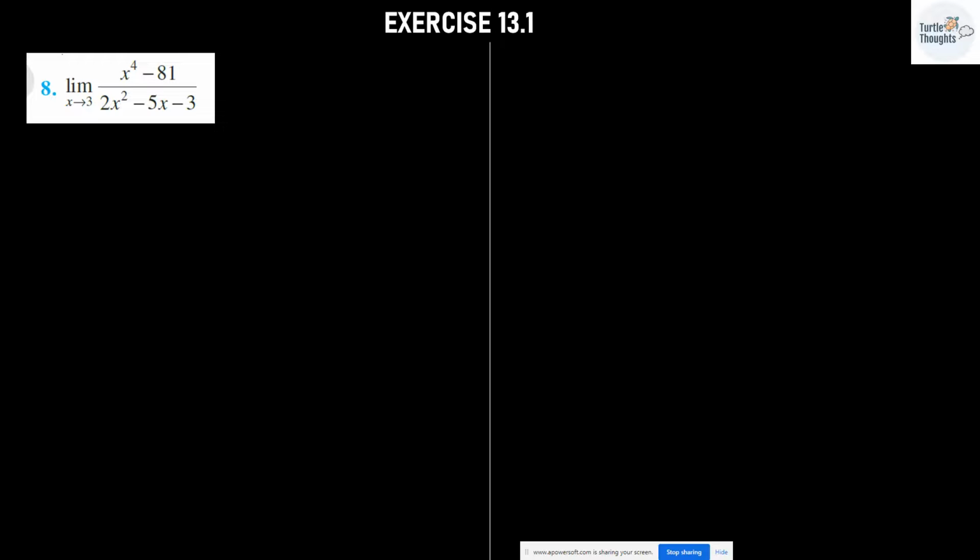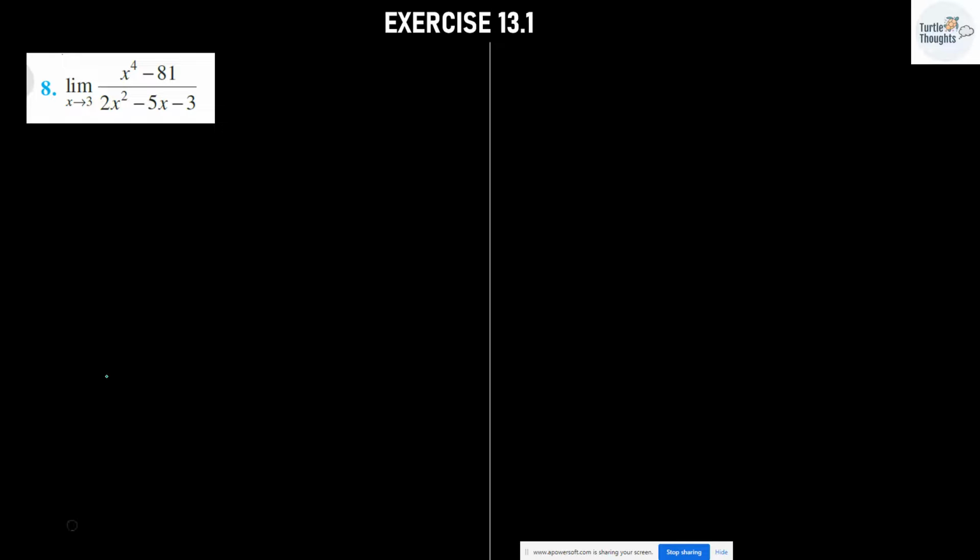Question number 8. Evaluate the given limit. Limit of x to the power 4 minus 81 divided by 2x square minus 5x minus 3. Now, when I substitute the value of 3, 3 to the power 4 is 81. 81 minus 81 I am going to get as 0. So, I cannot substitute the value of x directly. I need to factorize the same, right? How can you write x to the power 4 minus 81 and 2x square minus 5x minus 3 in a different way, and you can factorize. We'll be considering the same thing.